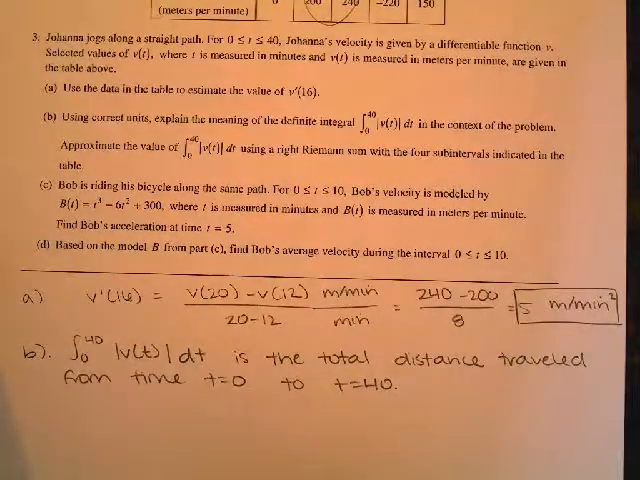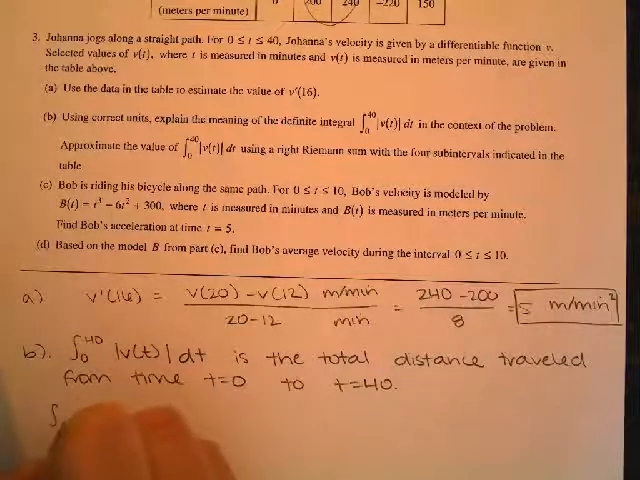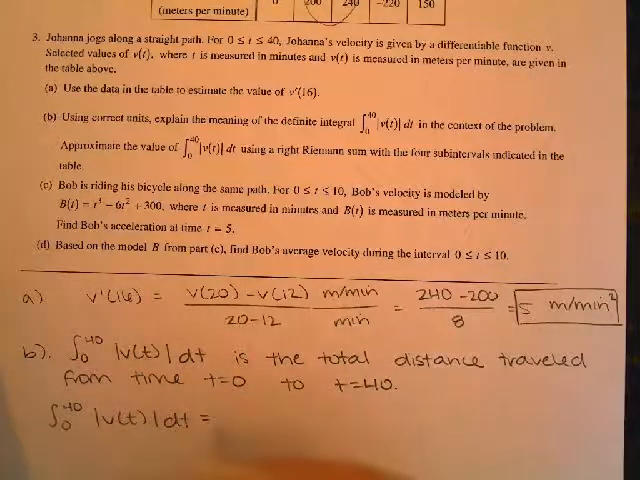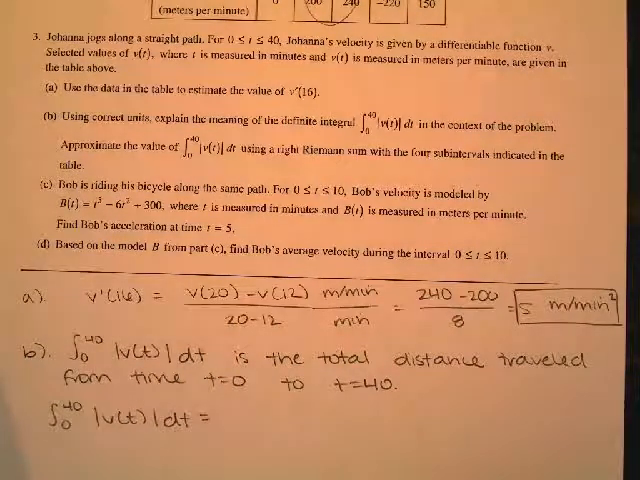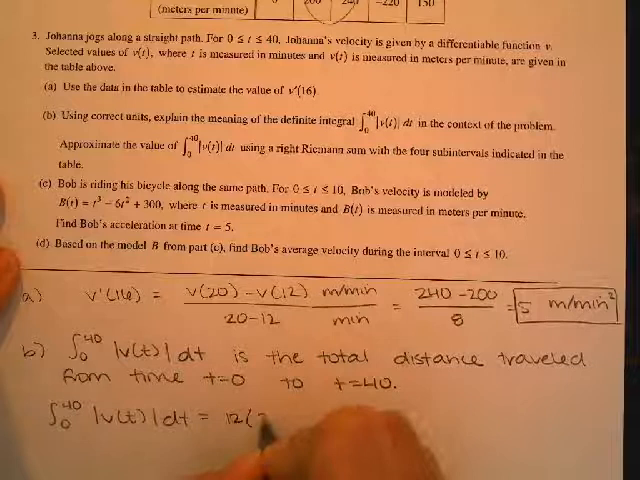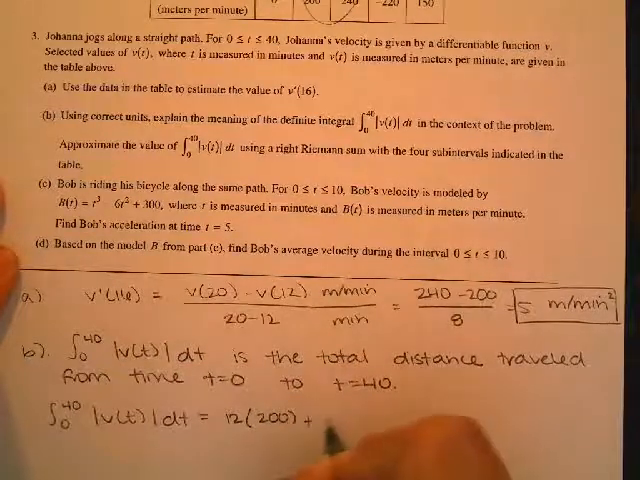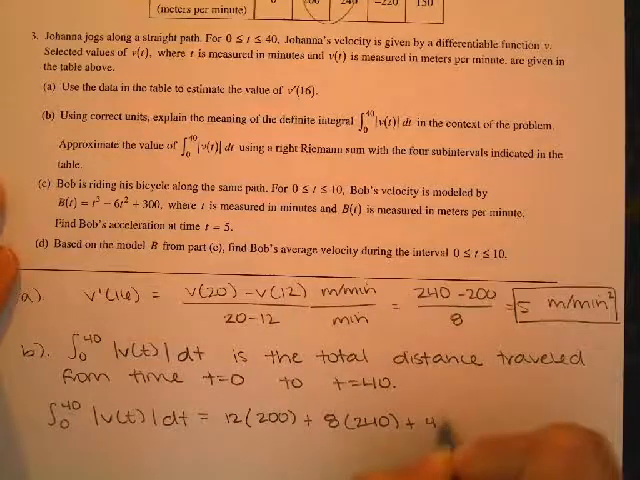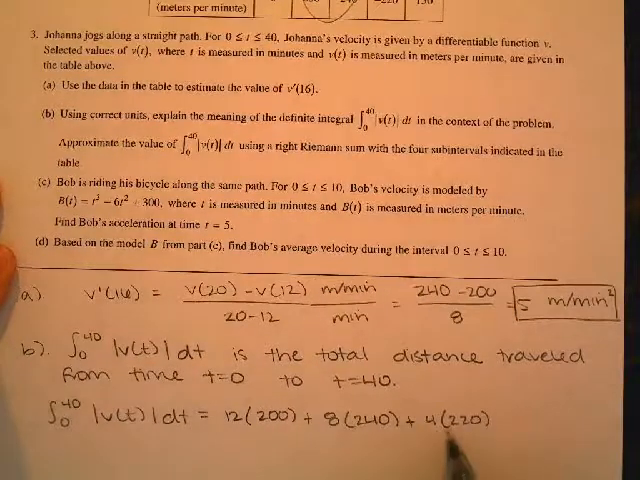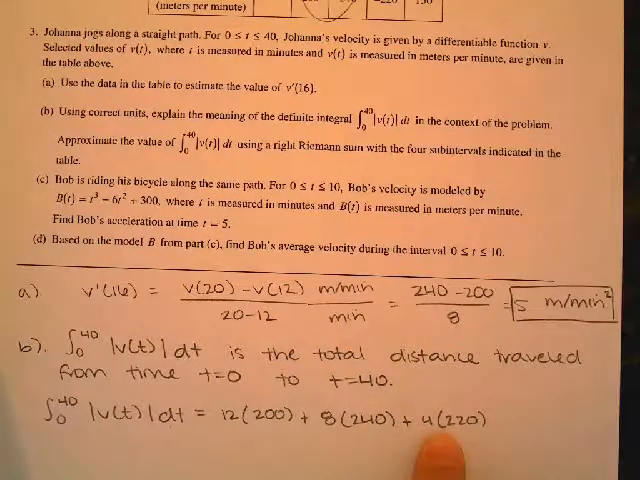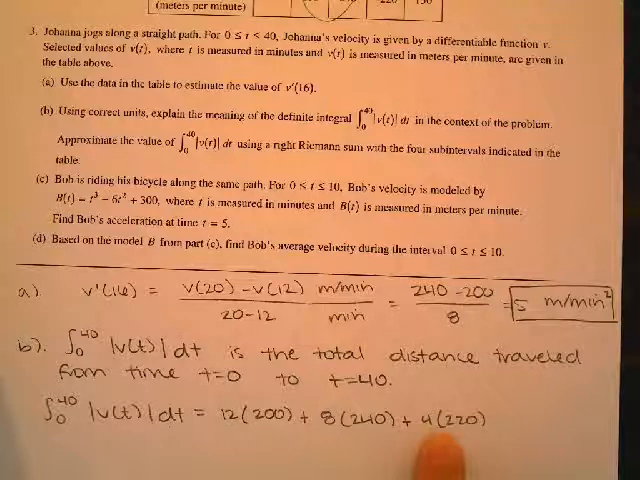Okay, so we're going to say the integral from 0 to 40 of v of t dt is, and then we're going to go ahead and find all those areas, and they wanted us to do a right-Riemann sum. So the width of the first one is 12, height of 200, then 8, height of 240, then 4, height of positive 220. This is where you have to be careful. This is the easy place to mess up. So this is where that absolute value comes into play.